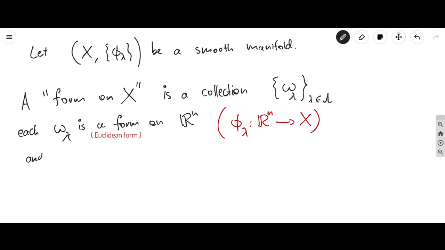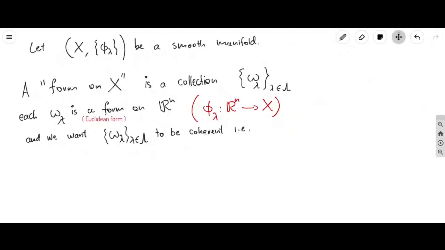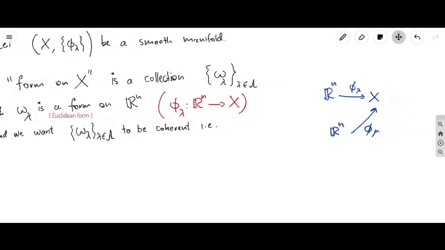And we want this collection to be coherent. So in other words, this is what it means. It would mean that, so I'll draw it for you over here. So we have Rn mapping something into our manifold. We have Rn mapping something else into our manifold. These might intersect, right? Their images might intersect.